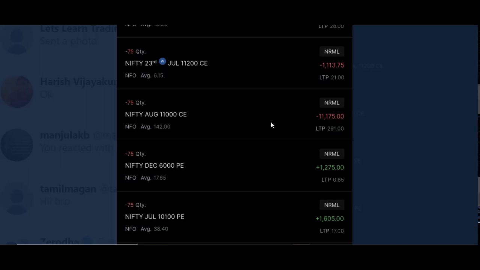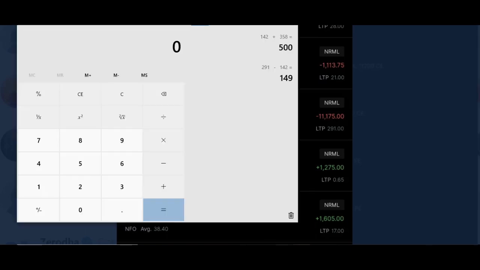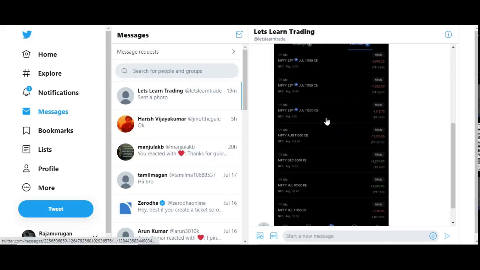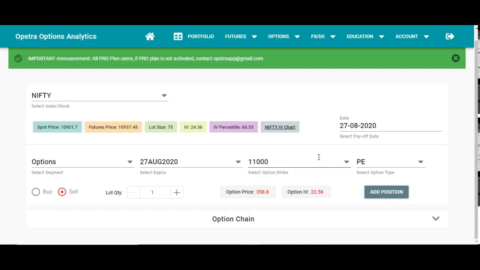Right now, one lot of the sold 11,000 call option is at a loss of 11,175. He has shorted at 142 and it's at 291 now. So let's look at how many points he has lost. 291 minus 142, which is 149 rupees, is the loss for one lot as of now. So we are going to have a look at an adjustment for that. Okay, so how to do an adjustment.